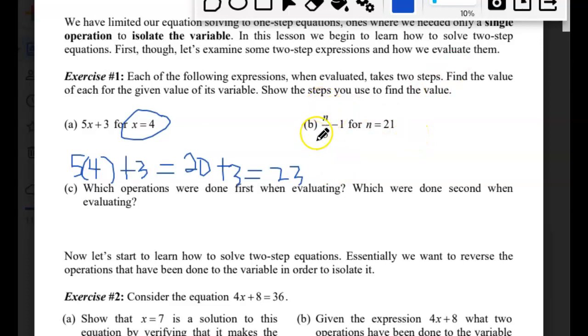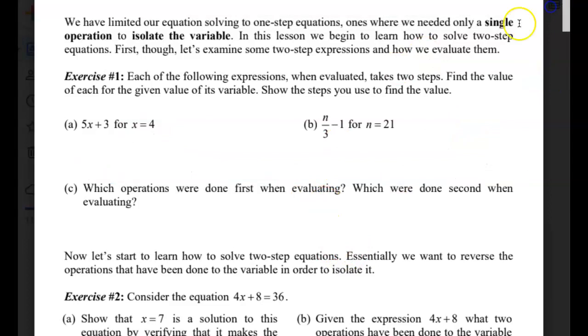So n divided by 3 minus 1. So two steps. We divide and then we subtract. So it says here that n is 21. So 21 divided by 3 minus 1. So the first step is 21 divided by 3, which is 7. The second step is minus 1. So you get an answer of 6. So two steps. So we're gonna be using that kind of idea in solving two-step equations like today, right? A very simple one. At least you're a little bit ahead of what you're doing, guys.